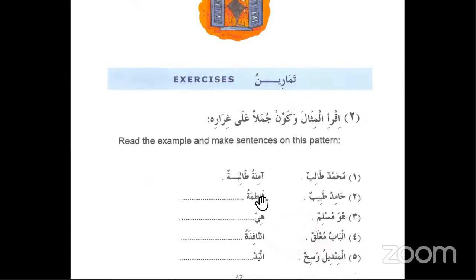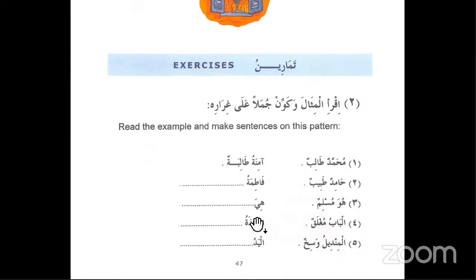Muhammadun talibun. Muhammad is a student. Am I correct? Yeah, that's correct. Aminatu talibatun. Amina is a student. Hamidun tabibun. Hamid is a doctor. Fatimatu tabibatun. Fatima is a doctor. Huwa muslimun. He is Muslim. Hiya muslimatun. She is a Muslim.